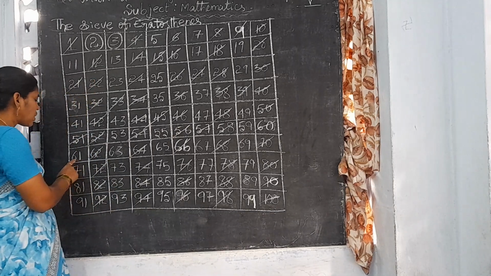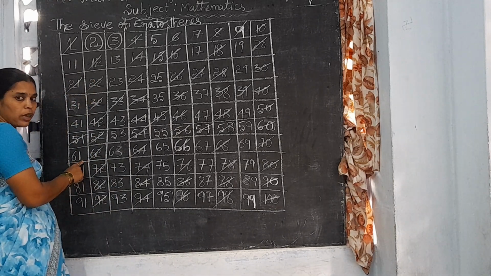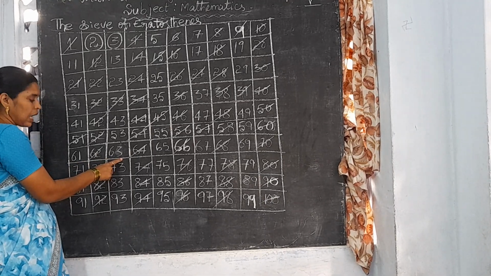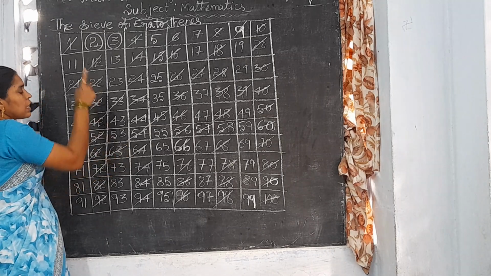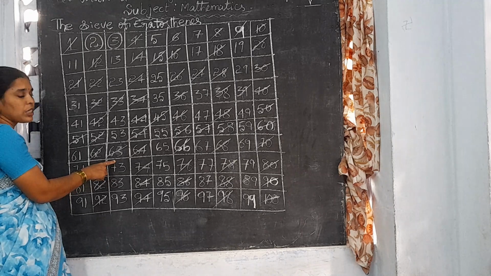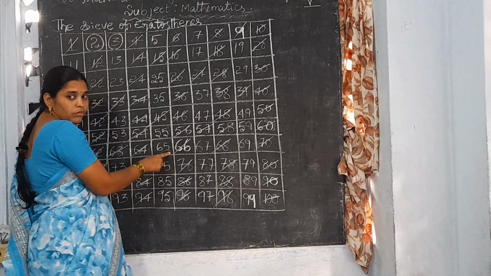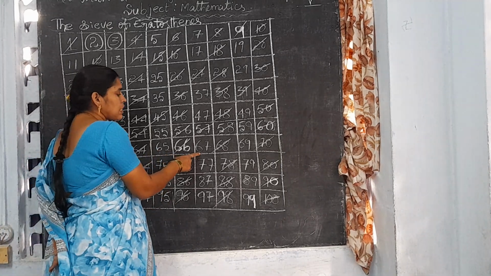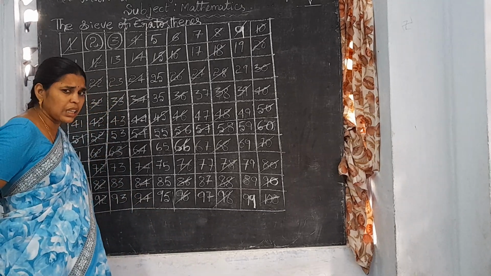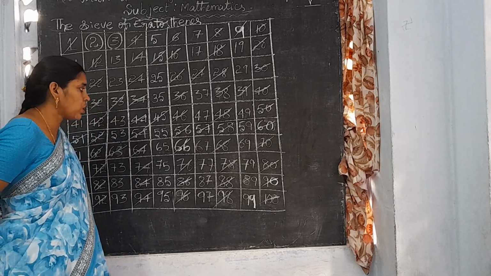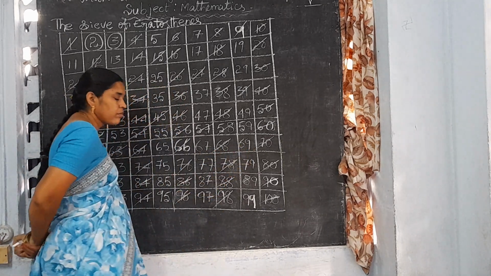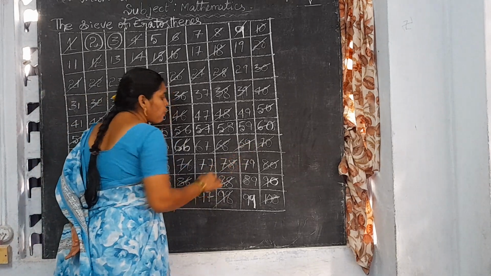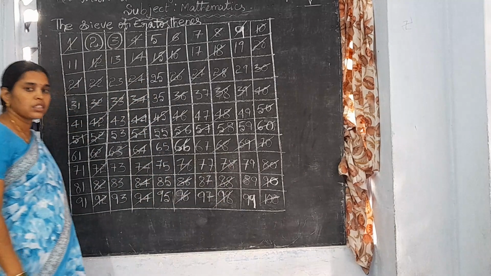No. Leave it. Now 6 plus 1, 7. Is 7 divisible by 3? No. 6 plus 3, 9. Is 9 divisible by 3? Yes. So for 63, 3 is a factor. So 63 is a composite number. 6 plus 5, 11. Is 11 divisible by 3? No. So leave it. Next 6 plus 7, 13. Is 13 divisible by 3? No. Then you leave it. 6 plus 9, 15. Is 15 divisible by 3? Yes. So 3 is a factor of 69. So it is struck off.